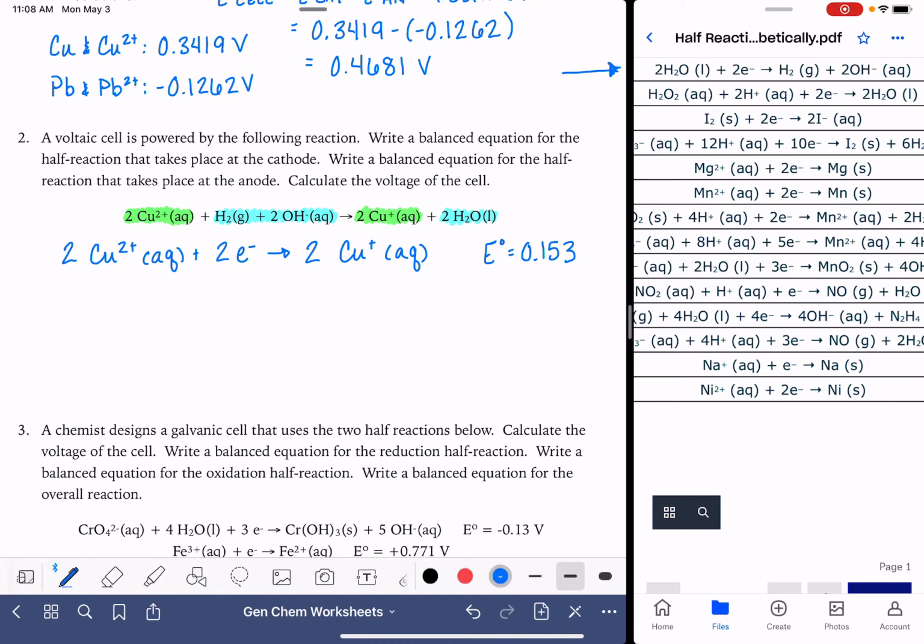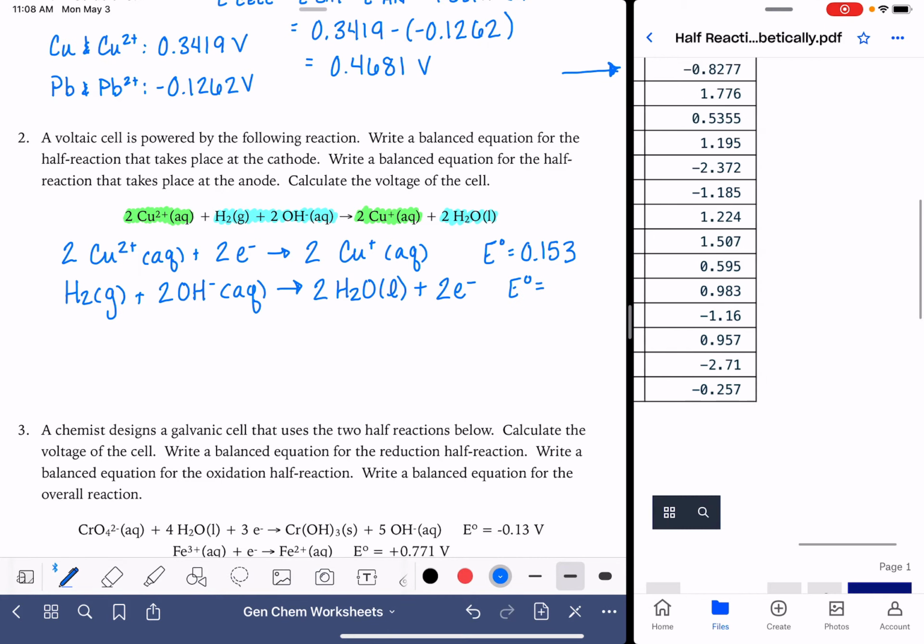So I'm just going to reverse it. I'm going to take this equation here, but write it in reverse: H2 gas plus 2 OH minus aqueous makes 2 H2O liquid and 2 electrons. And then again, I'm going to copy the voltage. No matter what we do to the equation, we don't make any changes to the value of the voltage. I'll talk about that a little bit in just a second.